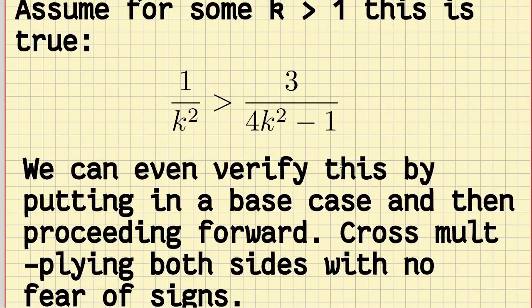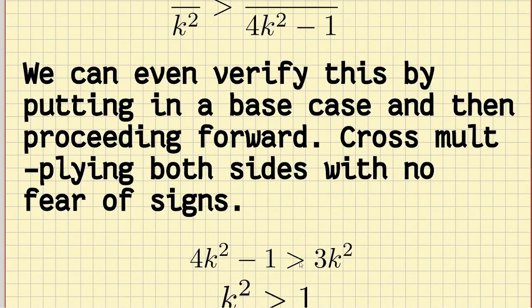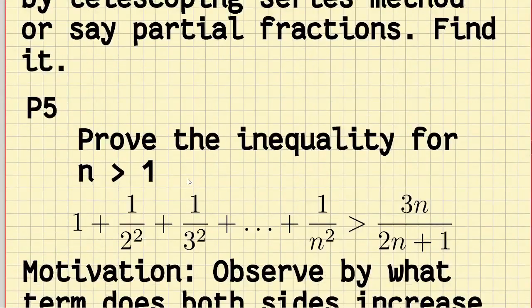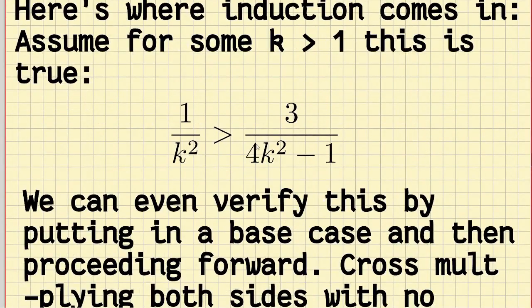Cross multiplying both sides, there is no fear of sign since they all are positive integers. Now we can move it like this. 4k square minus 1 is greater than 3k square. Then I can subtract this to get k square greater than 1. This is a true statement. Why is k square greater than 1? Since k is a positive integer, so it has to be greater than 1. And according to the original condition of the inequality, n should be greater than 1. This statement is no doubt true.